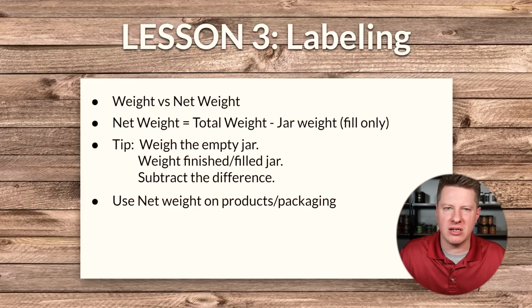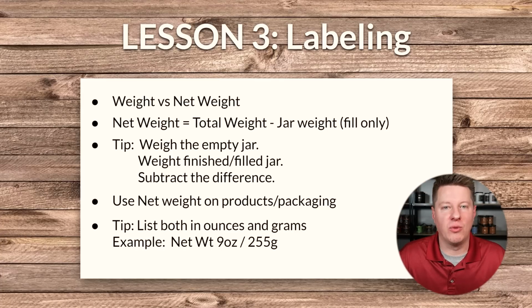And this is whether it's your product labels or maybe your packaging. Wherever you're listing your weight, be sure to be listing your net weight, not the total weight. And then one final tip is to make sure you're listing that net weight in both ounces and grams. An example is a net weight of 9 ounces / 255 grams. This is just something that's pretty standard across most industries, and you'll see this on most packaging and labels if you're visiting the store yourself.